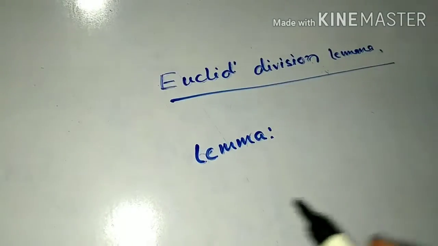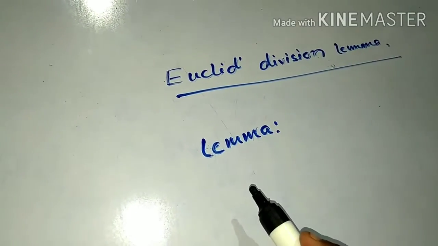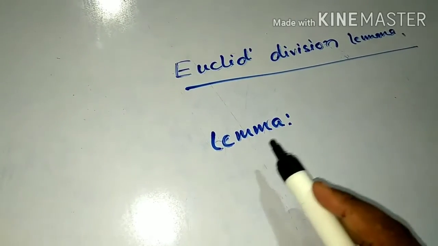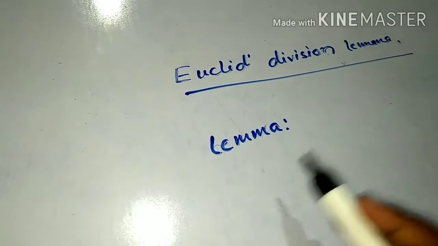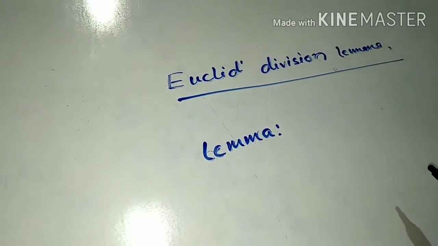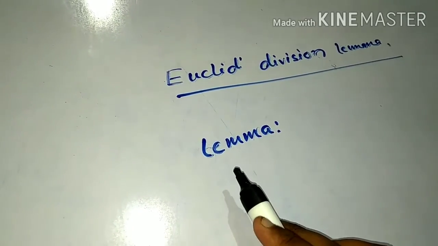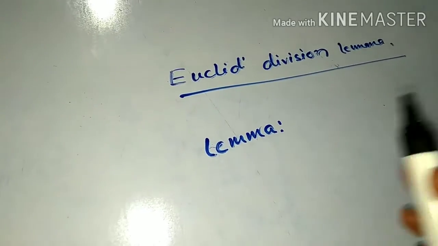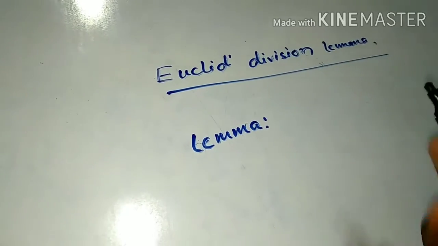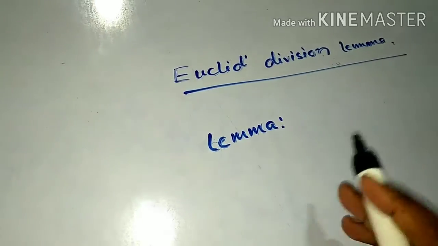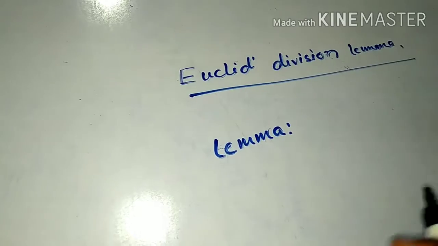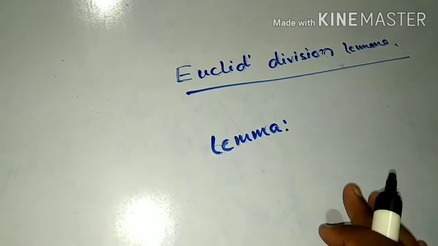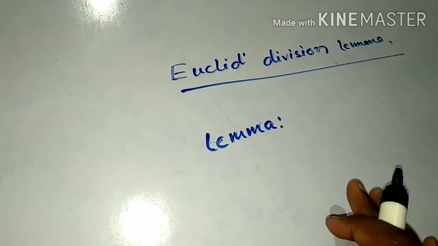The meaning of lemma is nothing but one kind of proven statement. This statement is used to prove any theorem. Lemma is a proven statement which is used to prove any theorem. That is known as lemma. So Euclid division lemma is related to the division method.